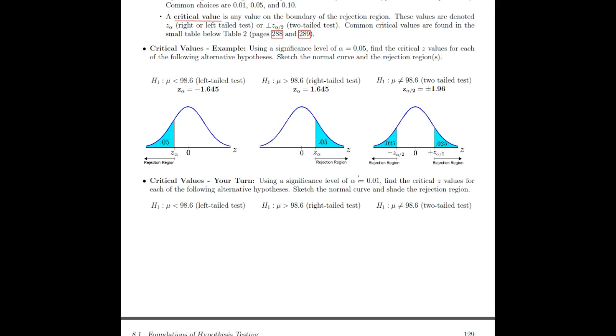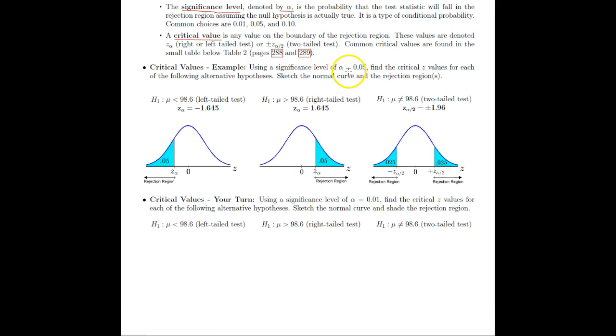Okay, so here's an example. Using a significance level of alpha equals 0.05, find the critical z-values for each of the following hypotheses. Sketch a normal curve and the rejection region. So if your alternate hypothesis is mu is less than 98.6, which is a left-tailed test, find the critical z-value for this case.